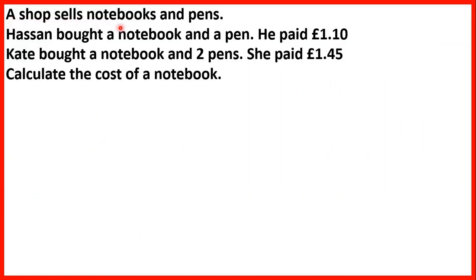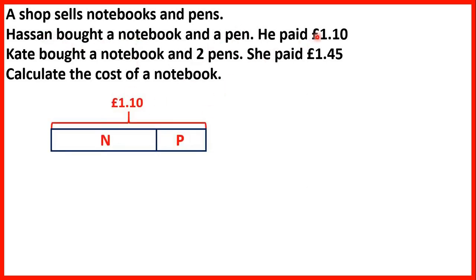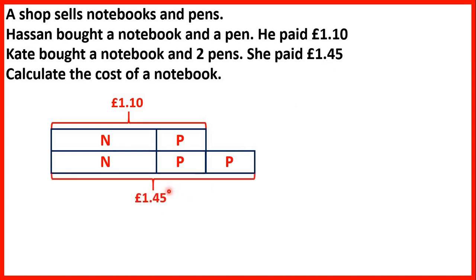A shop sells notebooks and pens. Hassan bought a notebook and a pen. He paid £1.10. Kate bought a notebook and 2 pens. She paid £1.45. Calculate the cost of a notebook. So Hassan bought a notebook and a pen, and that was £1.10 altogether. Kate bought a notebook and 2 pens, and she paid £1.45.